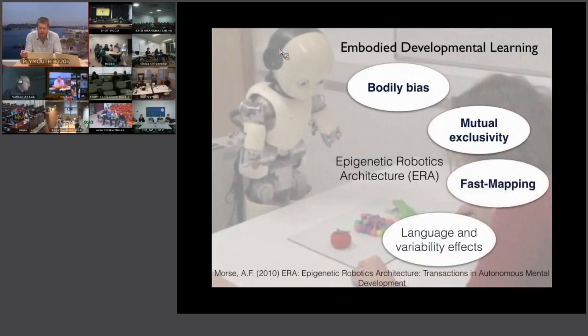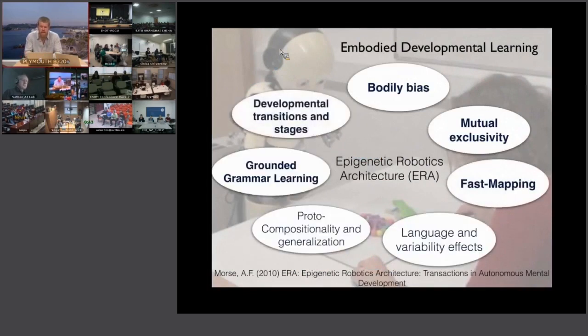I'm going to talk about one particular architecture, the epigenetic robotics architecture, and I'm going to go through a whole range of different experiments from bodily bias, mutual exclusivity, fast mapping, language, compositionality, generalization, grounded grammar learning, and developmental stages and transitions. So I'm going to talk about a series of experiments covering all of these areas. So this is hopefully attempting to do what Neil was arguing needed to be done. And hopefully this will all make sense.